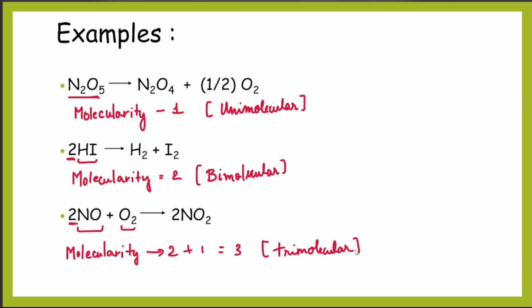Okay students, I hope you have understood what is molecularity. The only important thing you have to remember is molecularity is the number of molecules on the reactant side, the number of molecules that are reacting to form a product. So it can be a unimolecular, bimolecular, or trimolecular reaction or anything. I hope you understood this video.